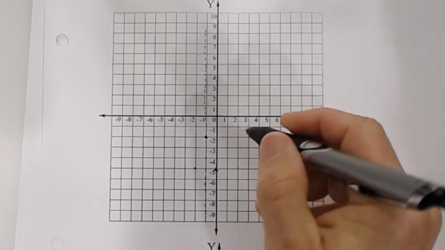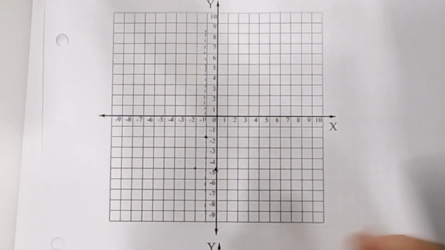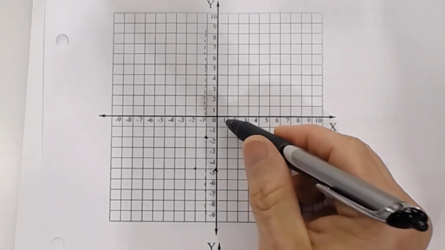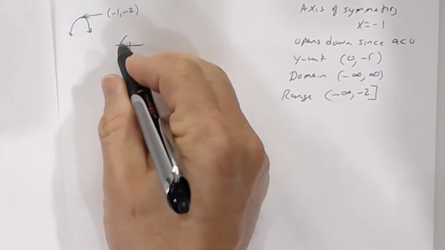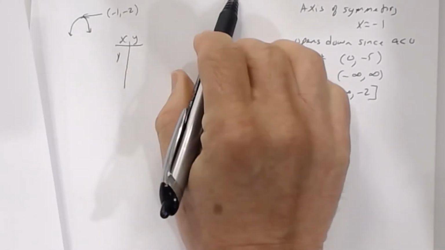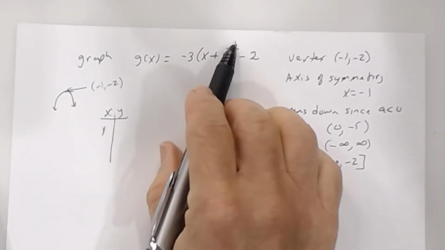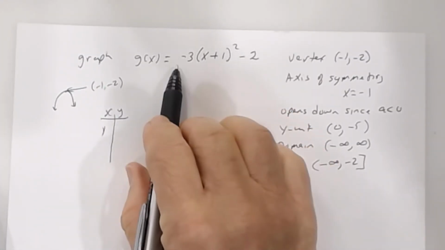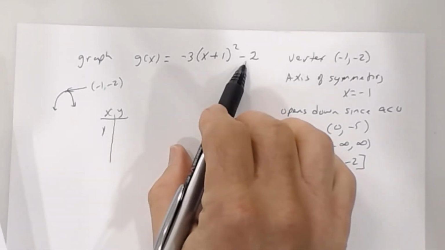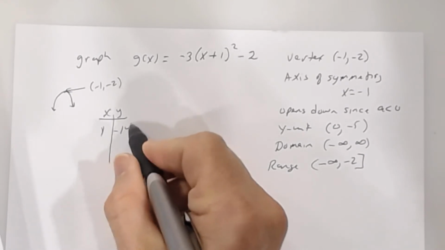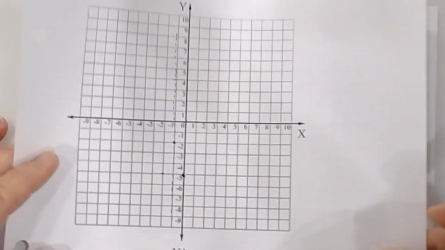So give me another x value, and let's just go to the right. Let x be what? 1. All right, if x is 1, what's 1 plus 1? 2. What's 2 squared? 4. What's 4 times... I'm not going to have enough. -12, and -12 and -2 is -14. So that didn't help me.